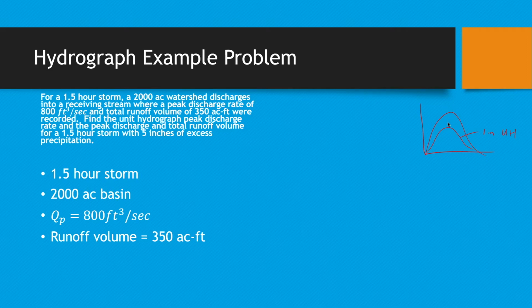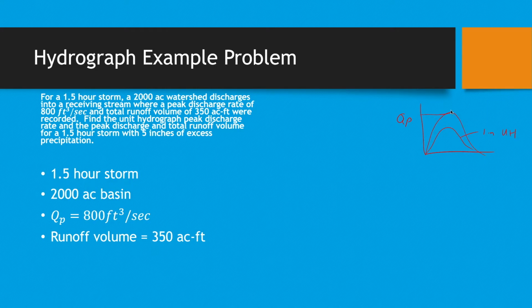So we were talking about comparing these two hydrographs. What we know about this hydrograph, this is our storm data that we have. We know the peak flow rate, right? That is our 800 cubic feet per second. And we also know the area under the curve, which would be 350 acre feet if we were to use those kinds of units.